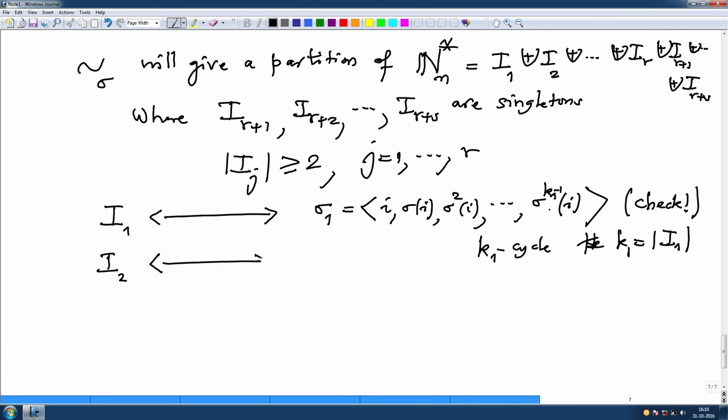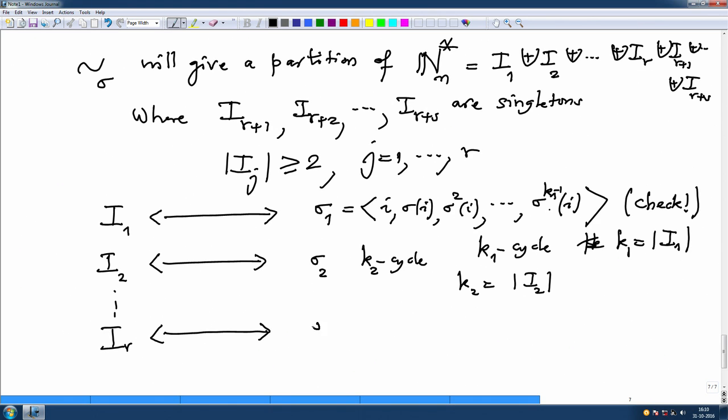So I_2 will give sigma_2, which will be a k_2-cycle, same argument, where k_2 is the cardinality of I_2, and so on. I_r will give sigma_r, which will be a k_r-cycle. And note that because these I_1, I_2, up to I_r are different, these sigmas will commute with each other, since I_1 to I_r are pairwise disjoint.